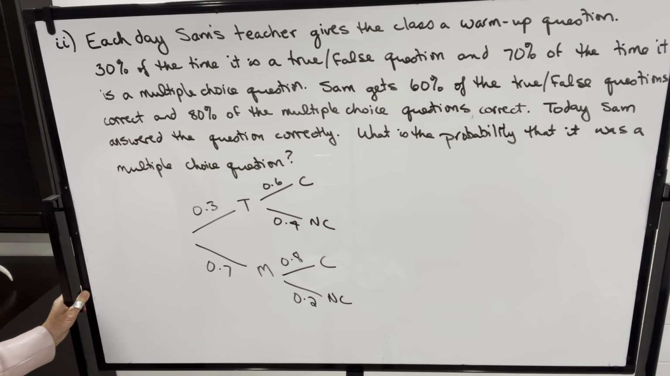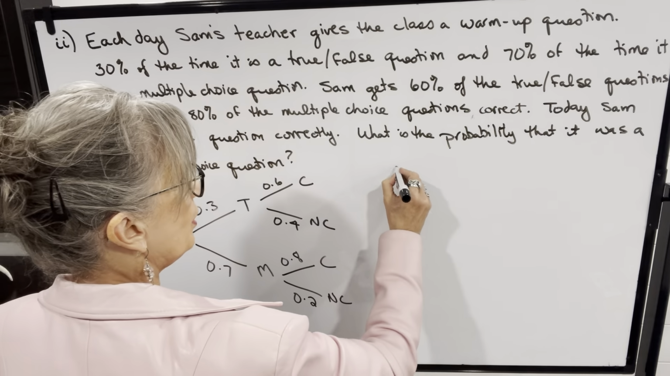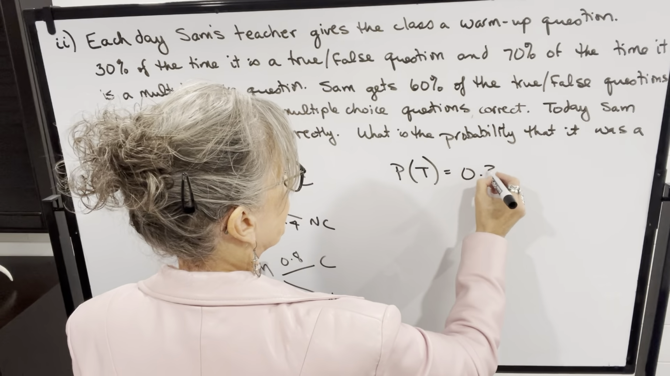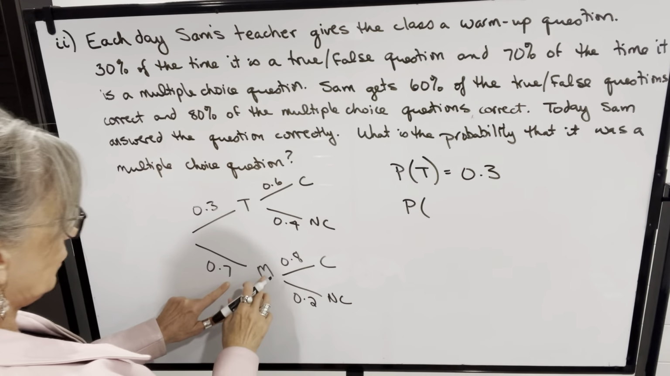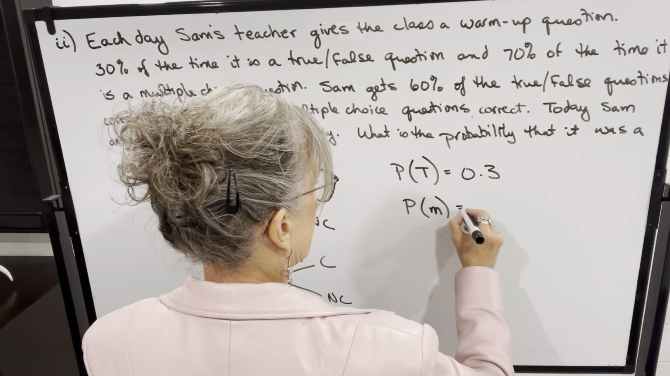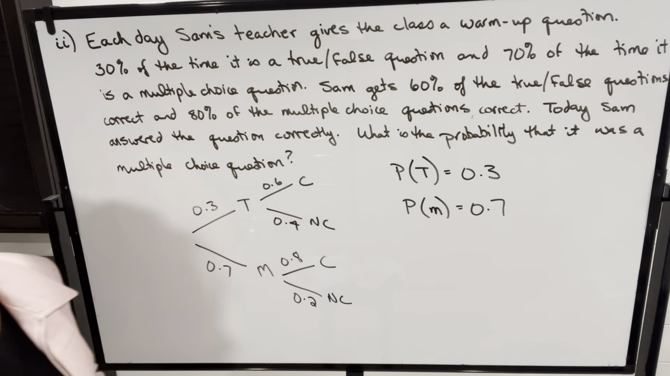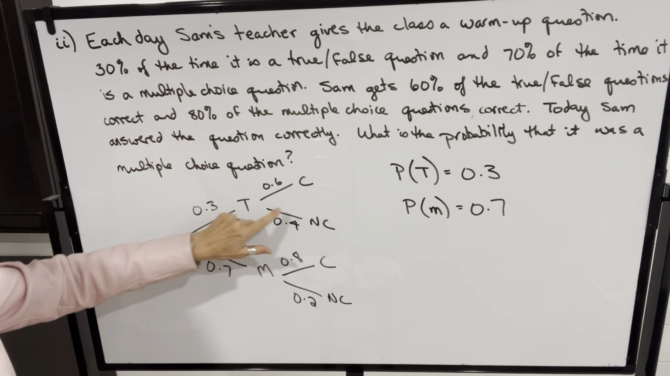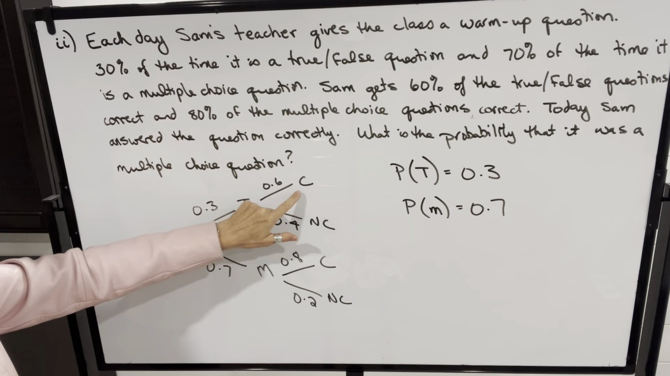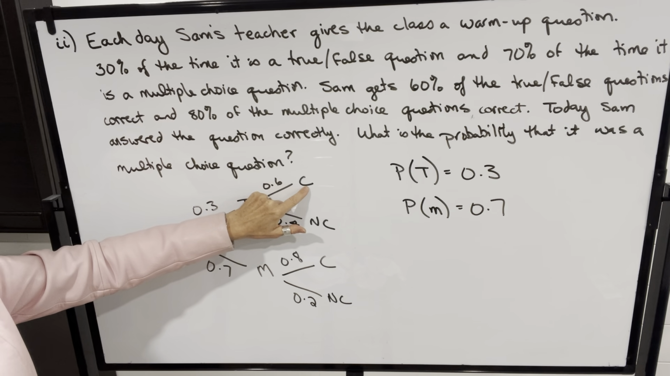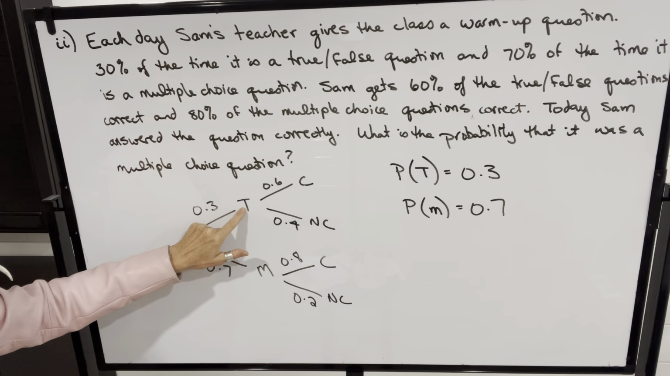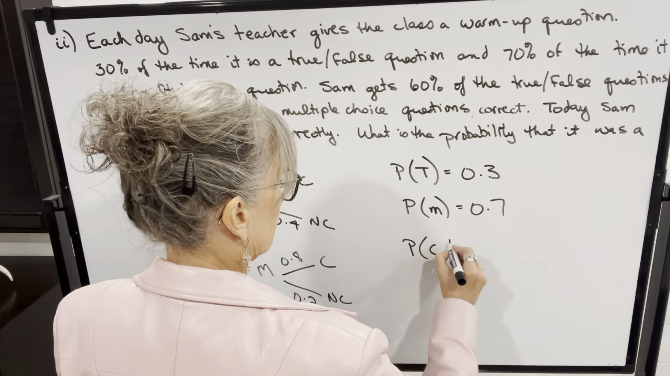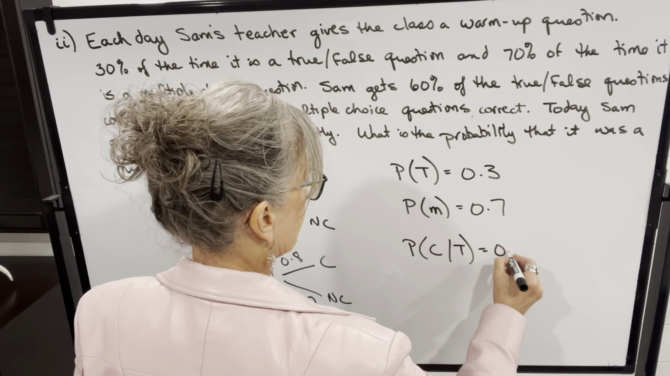Let's now list all the probabilities that we know. We know the probability of the question being a true-false is 0.3. We know the probability of the question being a multiple choice is 0.7. We're dealing with the answer being correct, so I just want to deal with this option and this option. So this is the probability of the answer being correct given that it's a true-false question. So that's a conditional probability, and we know that that's 0.6.